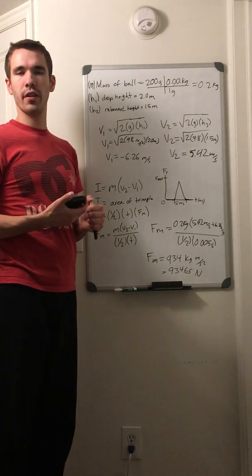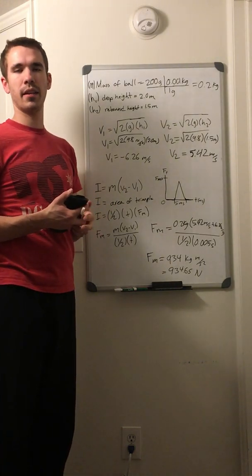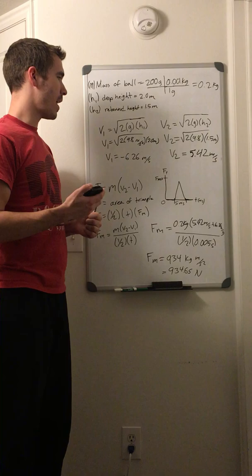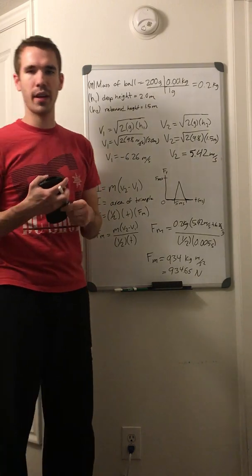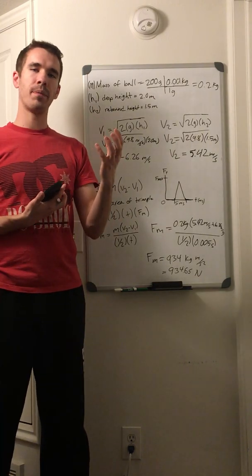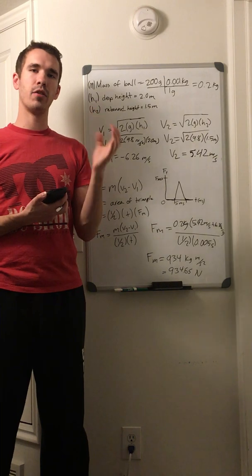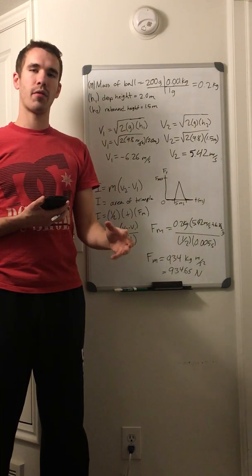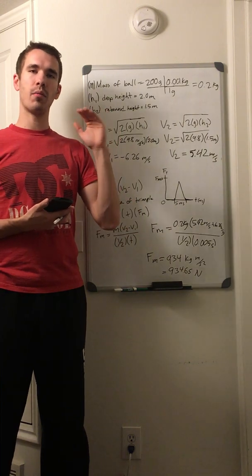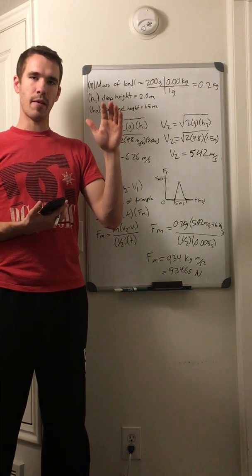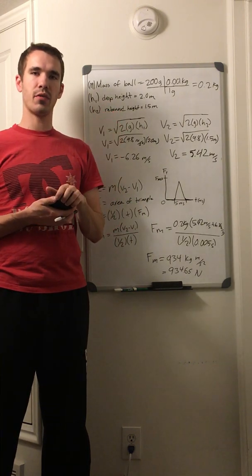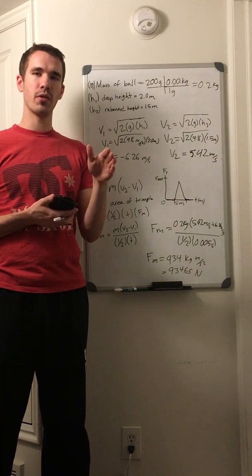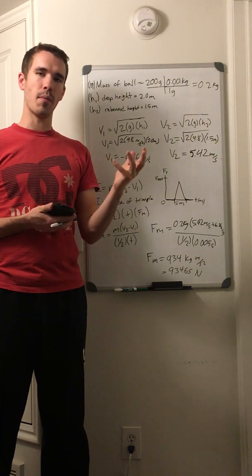This is question 49, chapter 9 in our physics textbook. The question asks, if we have a 200-gram ball and we're dropping it from a height of 2.0 meters, and it bounces off the floor and rebounds to a height of 1.5 meters, what is the maximum force exerted by the floor on the ball?